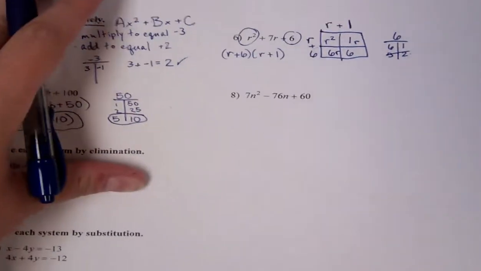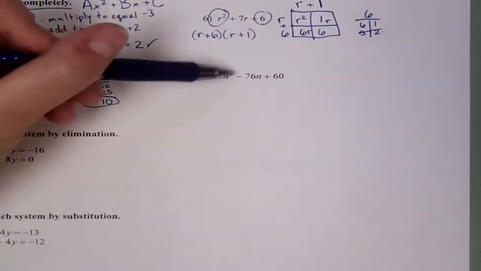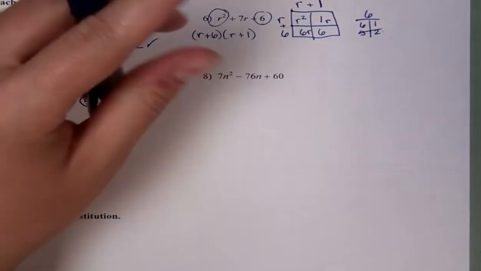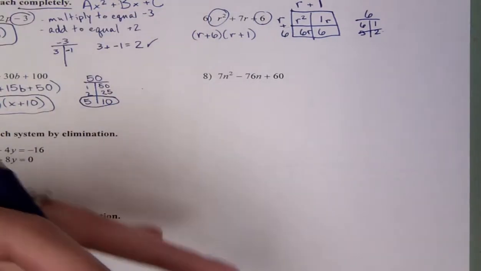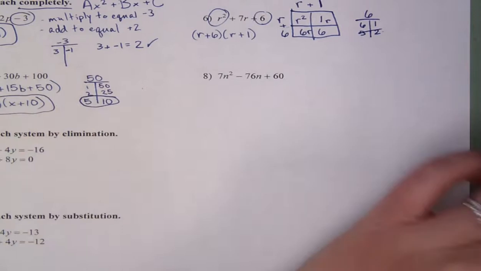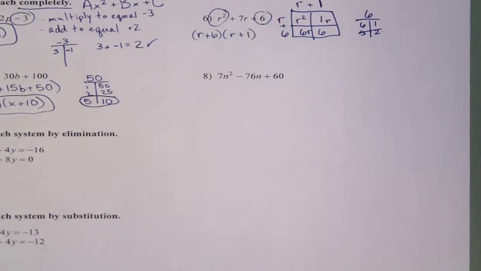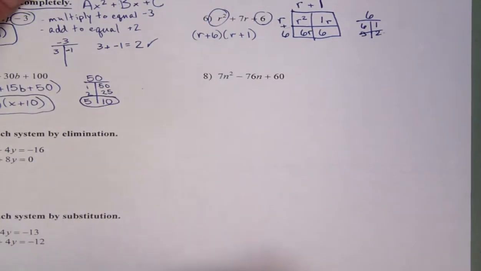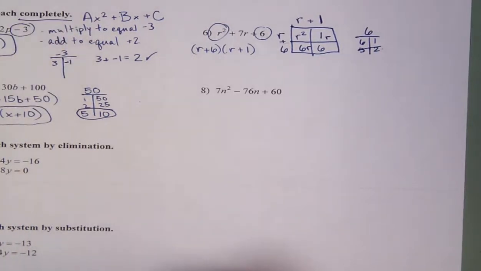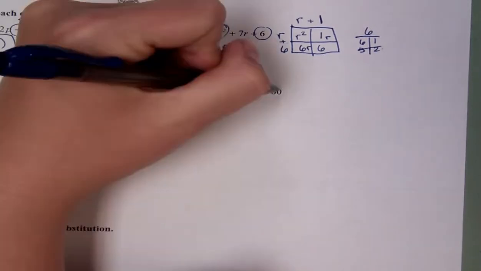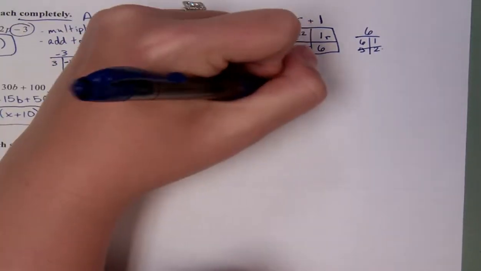Okay, number 8, a little bit different. With number 8, you cannot take out a 2. Like 7 is an odd number, so you cannot simplify this any further. So we're going to have to look at this a little bit different. And we've got some big numbers, and that's okay. But what you need to do, anytime there's a number greater than 1 in front of the n squared, the x squared, so your a coefficient, anytime it's greater than 1, you have to approach it a little different. You've got to take your a and your c, you've got to multiply them.